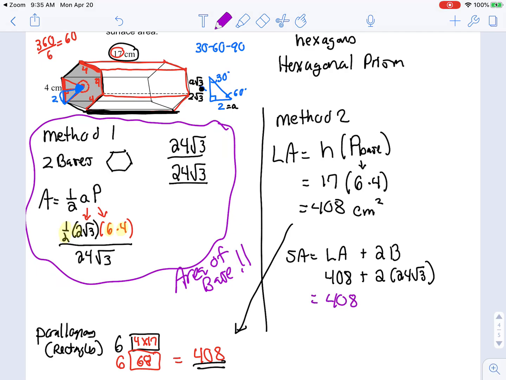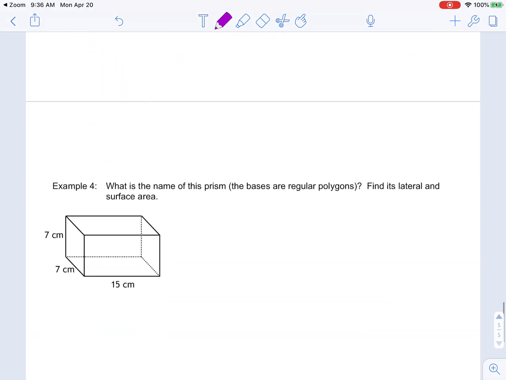Okay, and once we come down here, 408 plus 2 times 24 root 3, which is 48 root 3. And just like before, we can leave it in terms of the square root. This would be the exact answer. Or we could put it in that calculator and get the decimal answer as well.